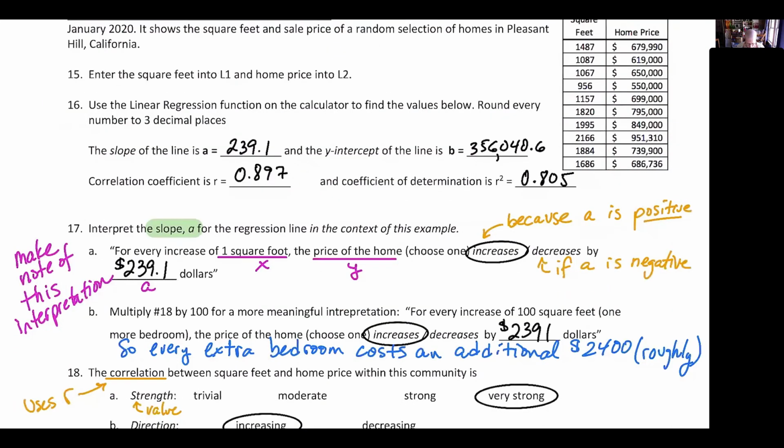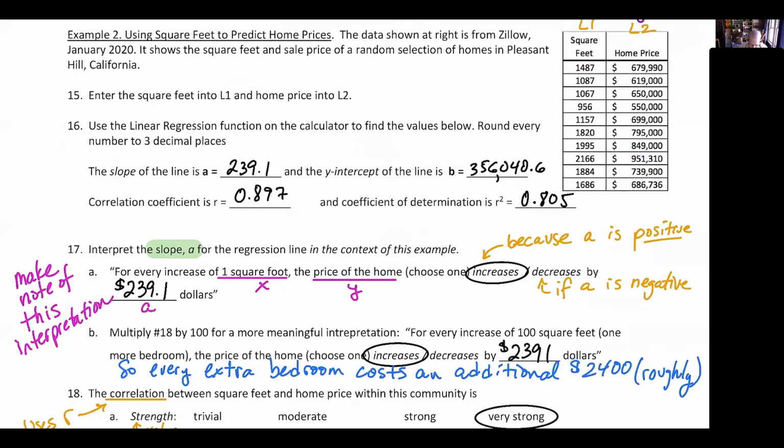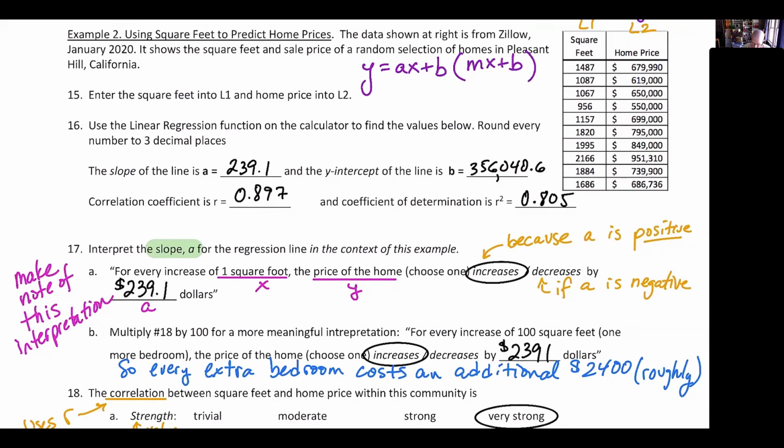Okay, so where's example 2? Okay, here's example 2. The equation of the line is y equals ax plus b, or you might remember mx plus b. The slope is always whatever variable goes in front of the x. So for us, the slope of the line is a, so that's 239.1.